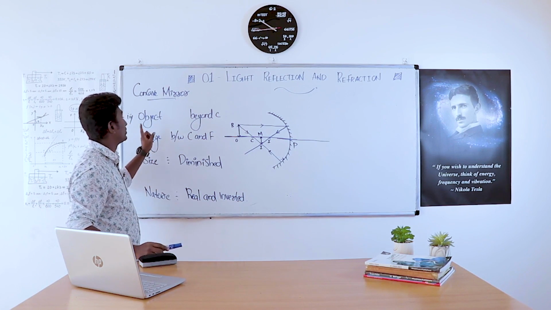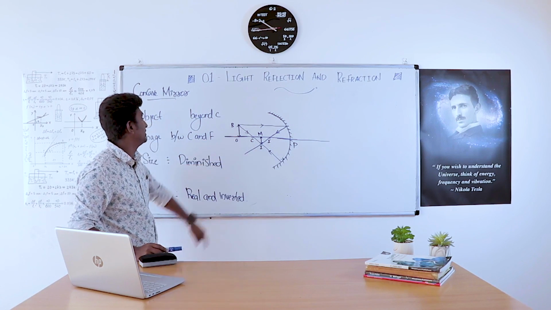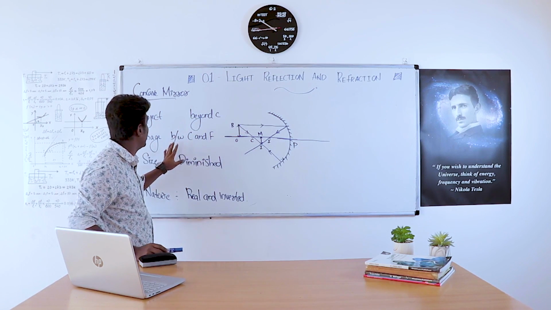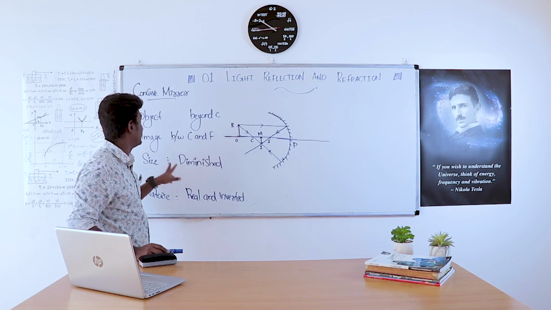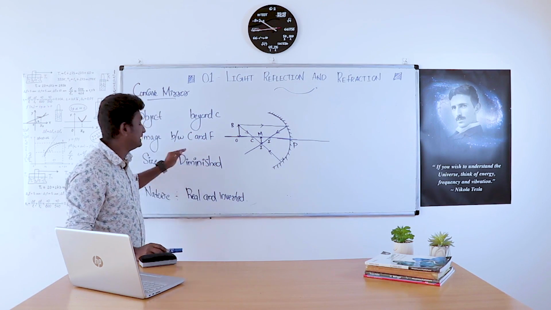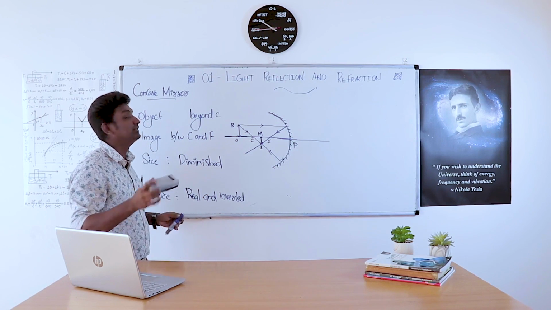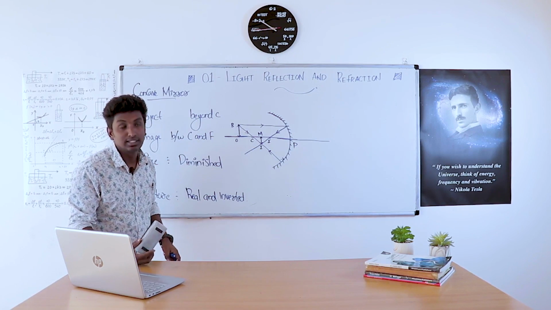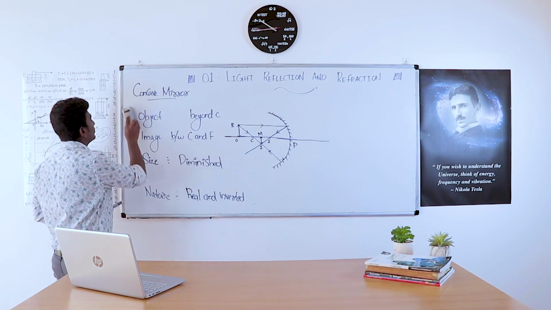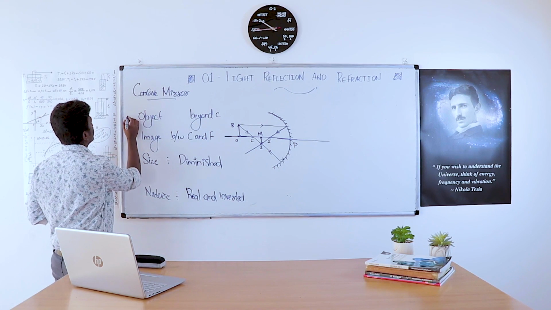The third case is object beyond C. When we place the object beyond C, we get the image between C and F. The size of the image is diminished, a small image, and the nature is real and inverted. This is the figure corresponding to the case. Now we can move to the fourth case.